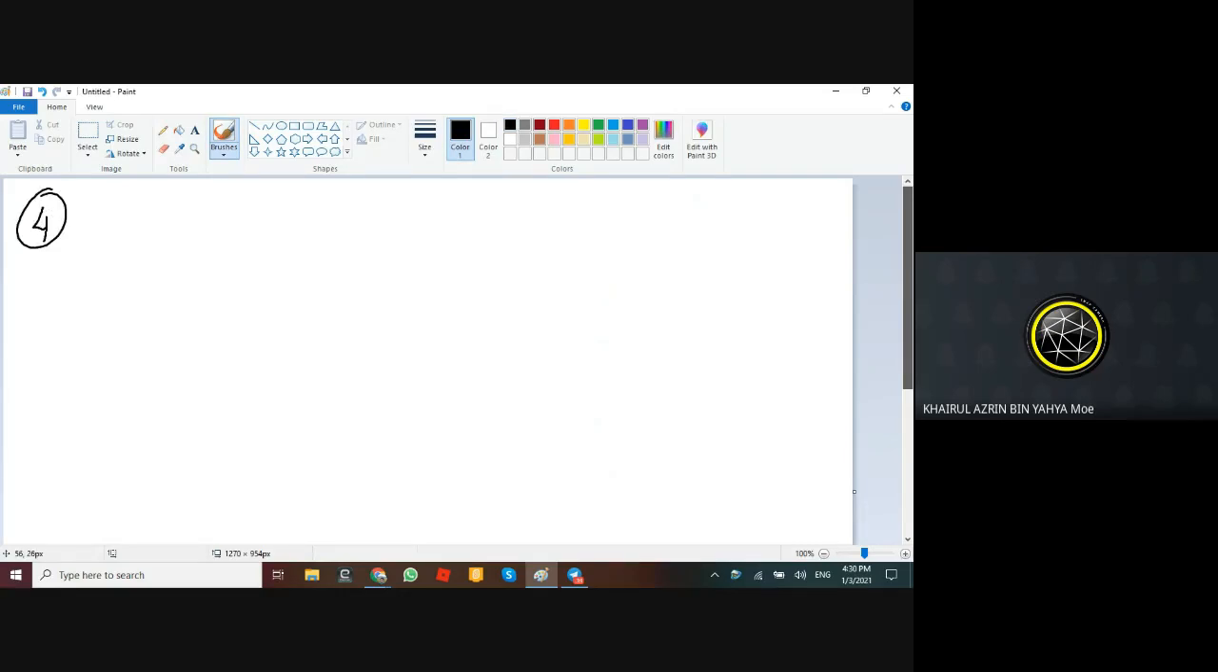Number 4. Okay, this one. 2k minus 1 divided by 4k square minus 1. Okay. So, on the upper part, 2k minus 1, there is a linear expression.